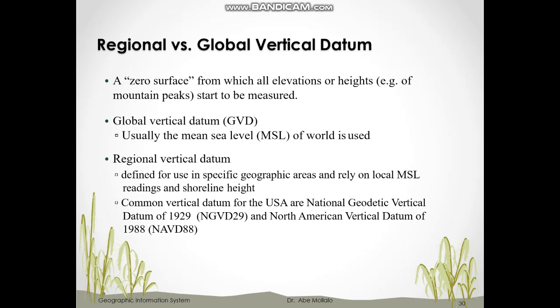And then after you define the zero elevation, using leveling, you can measure elevation for the nearby locations. So commonly used vertical datums in the US are the National Geodetic Vertical Datum, established in 1929, NGVD-29, and also the North American Vertical Datum of 1988 or NAVD-88.